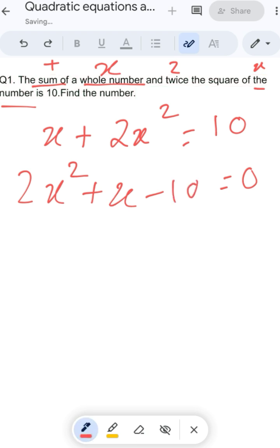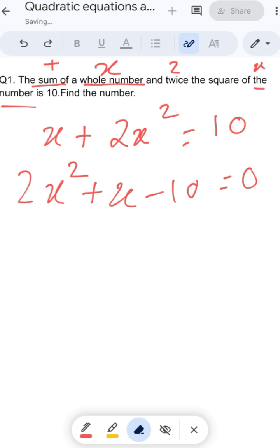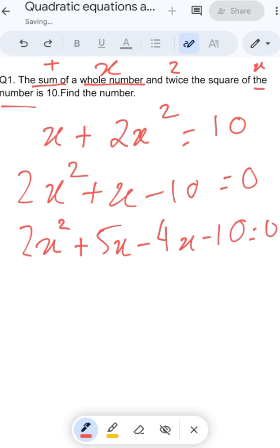Let's start with the middle term breaking. 2 multiplied by 10 is of course 20, right? And if I look at the factors of 20, it's going to be 5 multiplied by 4, and if I subtract them out, I get my x, which means a 1, right? 5 minus 4 is going to be a 1. If you don't know middle term breaking, you can look at my other videos which I have already uploaded related to this. So writing the first number as it is, 2x square plus 5x minus 4x minus 10 is equals to 0.